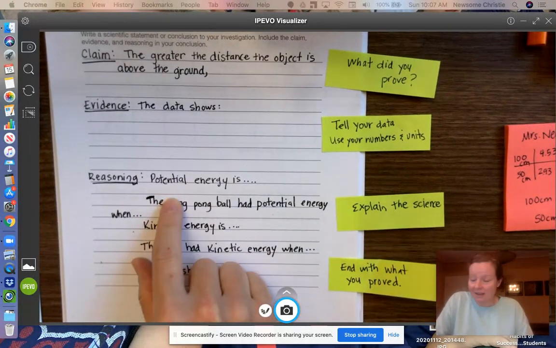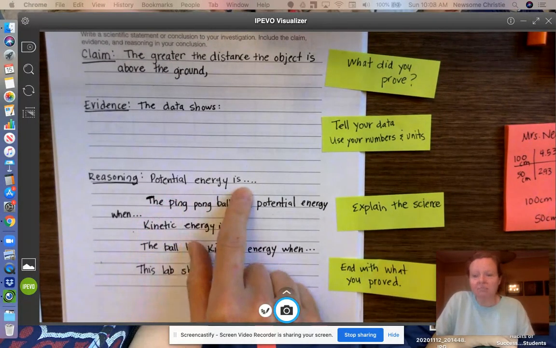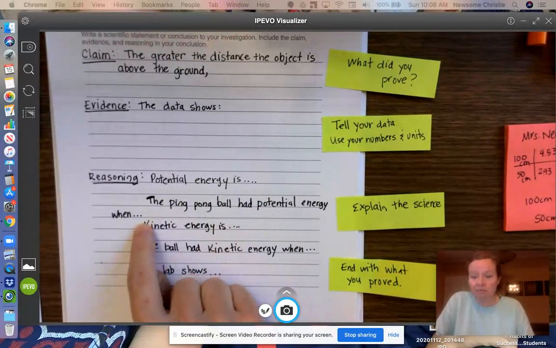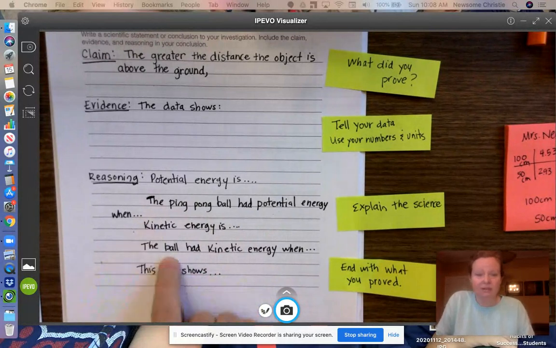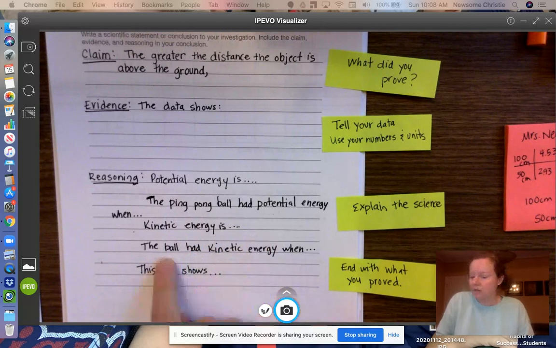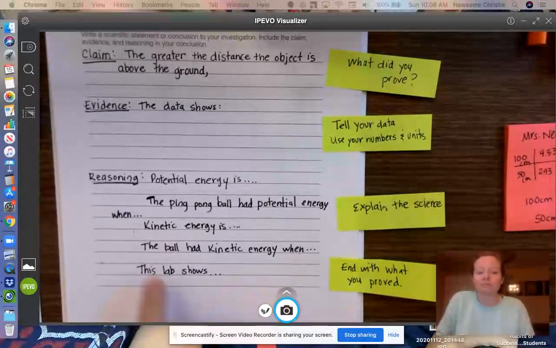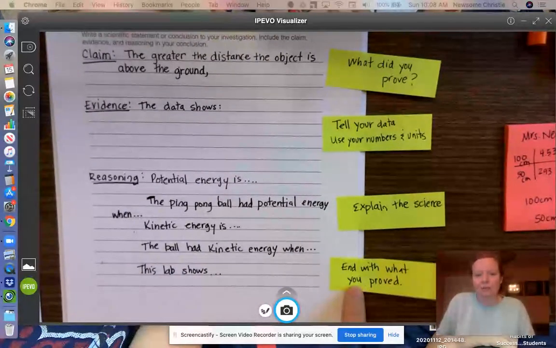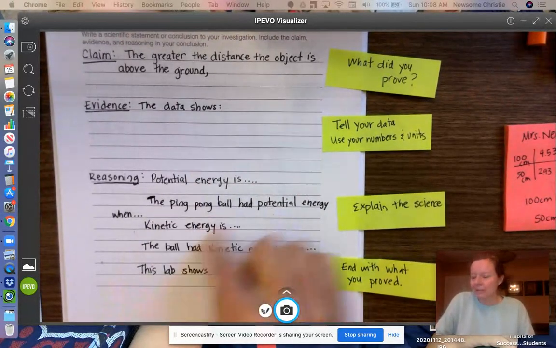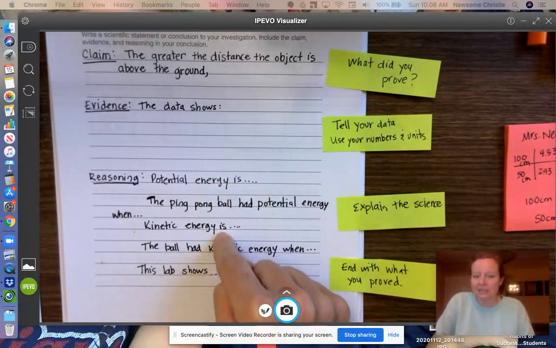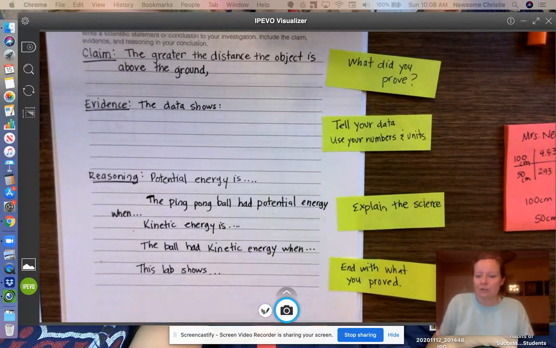So I would say potential energy is, give a definition. The ping pong ball had potential energy when, so show that you know that. What is kinetic energy? So kinetic energy is, give a definition. The ball had kinetic energy when, you can explain that. This lab shows. And then I would end again with what you proved. So you're explaining that you know the science of what was happening in this experiment with potential and kinetic energy, and you are going to show what your lab proved.